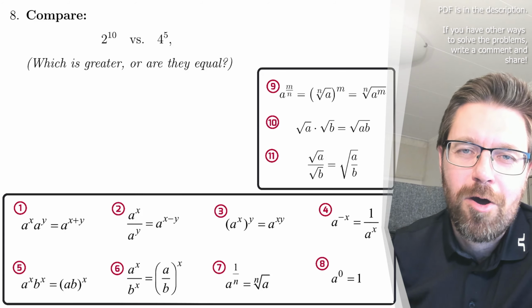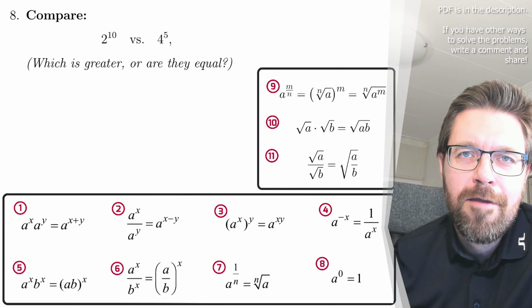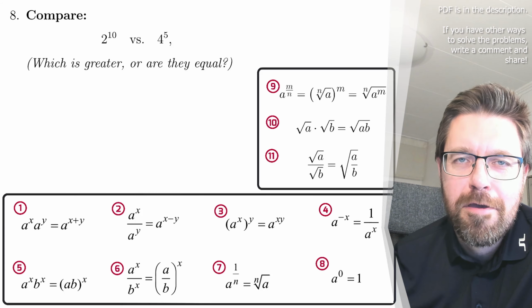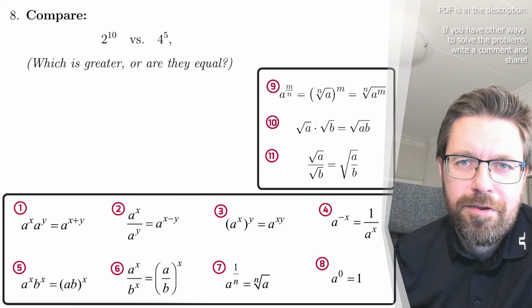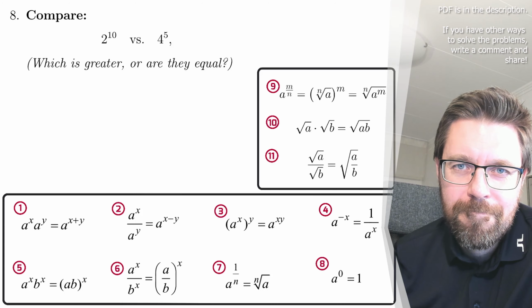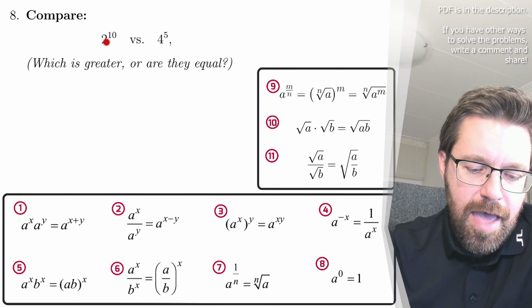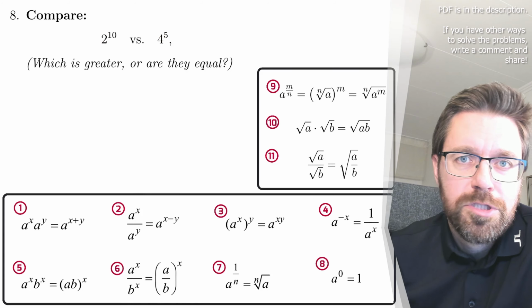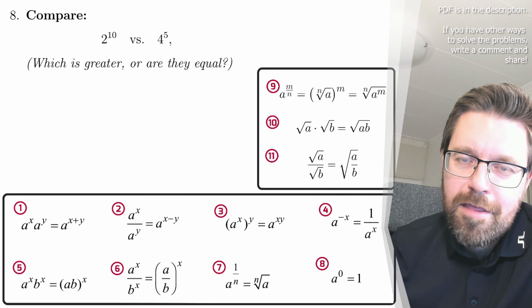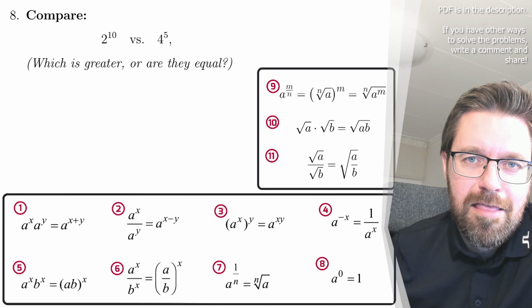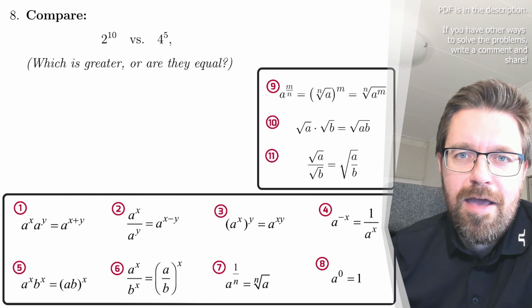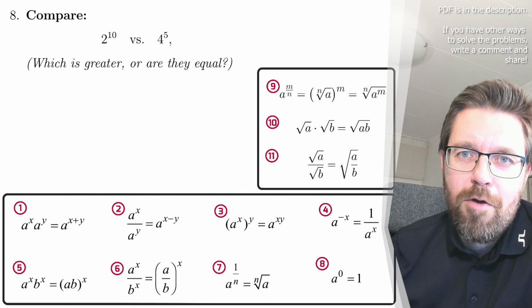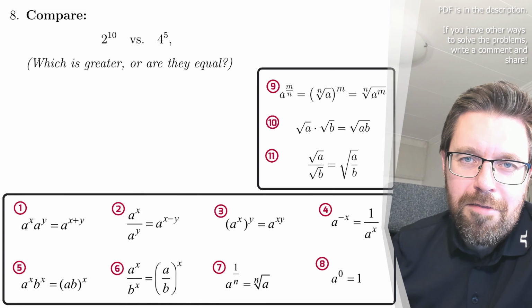Question 8. Compare 2 raised by 10 versus 4 raised by 5. Which is greater, or are they equal in size? Both of these powers have different bases and different exponents to each other. And the thing we want to do is get the same base or the same exponent in both of these powers. And then we can compare the sizes.